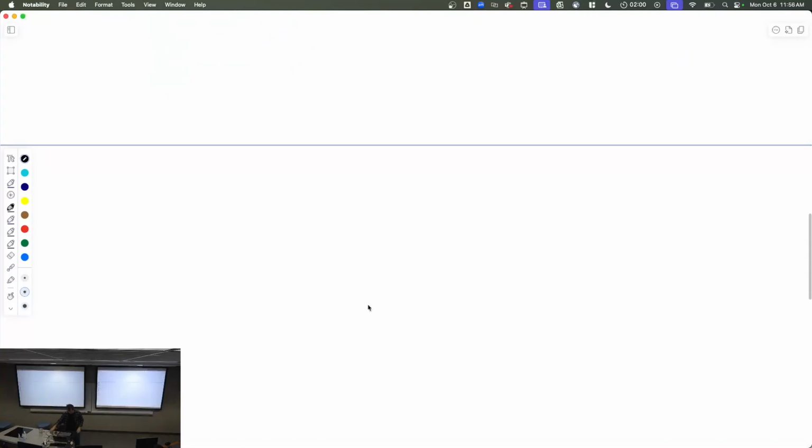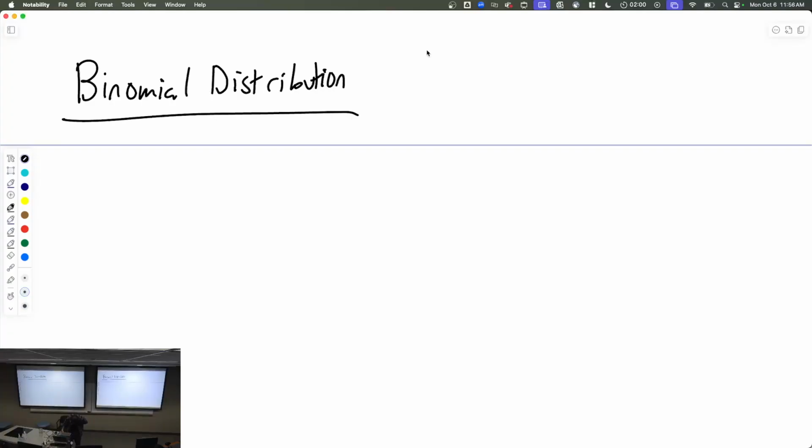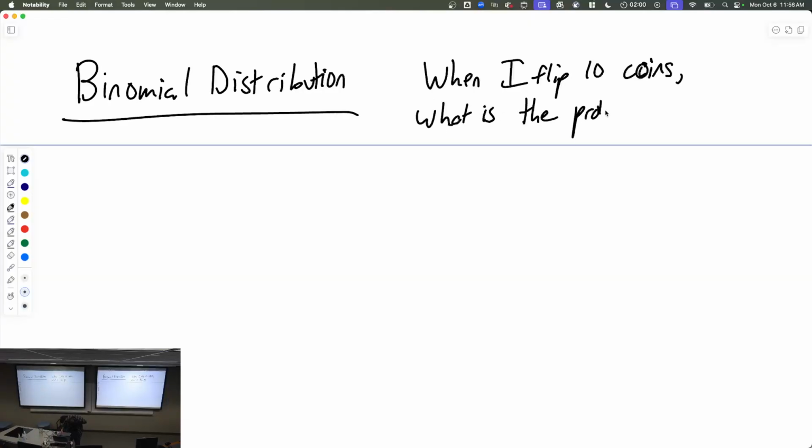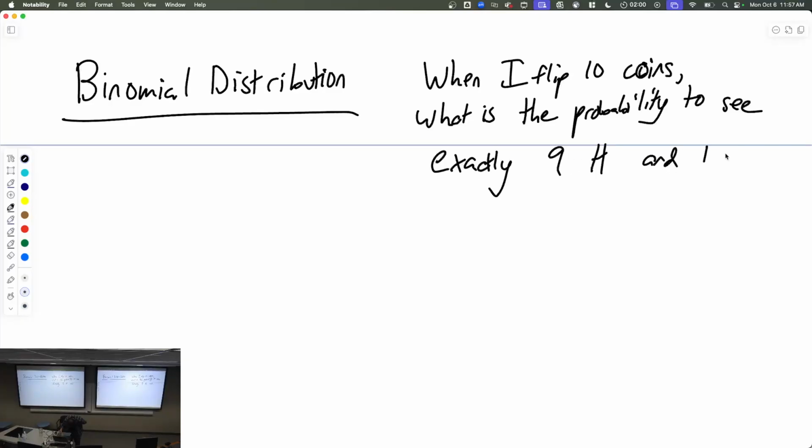We're going to take a little detour from our thing. The binomial distribution, and this is going to answer the question: when I flip 10 coins, what is the probability to see exactly 9 heads and 1 tail? This would be the kind of thing the binomial distribution could answer.